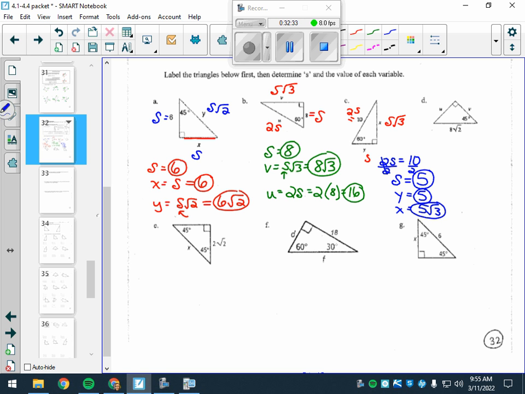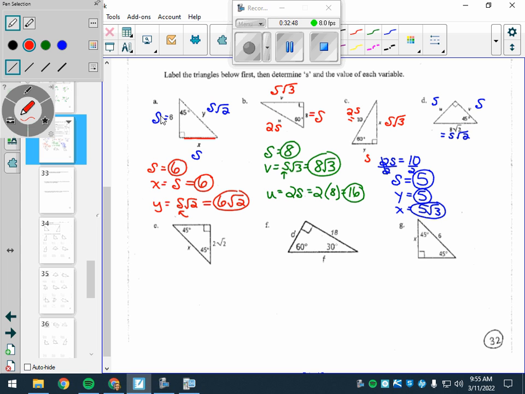D. Side across from 45 is s. Across from 45 is s. Across from 90 is s root 2. Put an equal sign between the value they gave you and what you wrote. You end up with s root 2 equals 8 root 2.